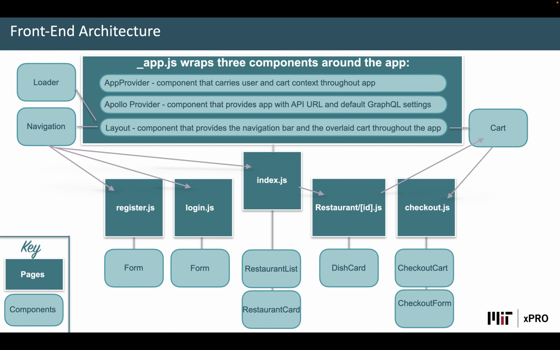The app loads the index page by default, which provides a restaurant search bar, and calls on the restaurant list component to display restaurants. The restaurant list component makes use of a component called restaurant card. If the user clicks on a restaurant, the app loads a page for that restaurant, displaying dishes on the restaurant's menu in a component called dish card.